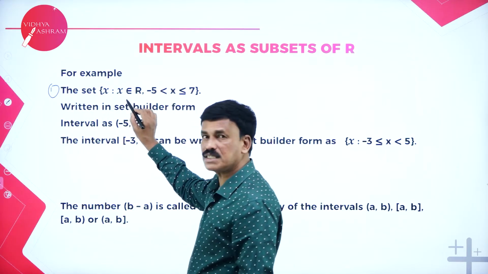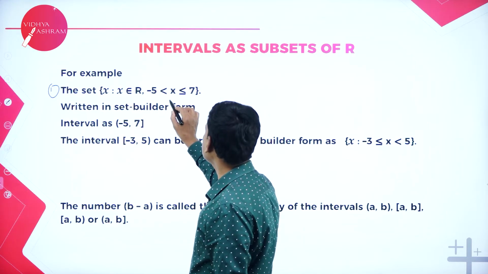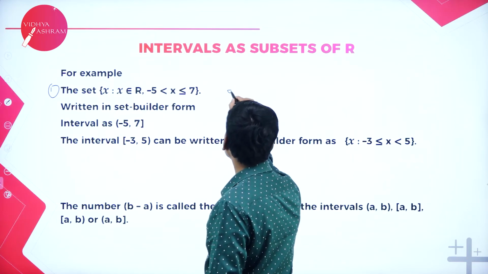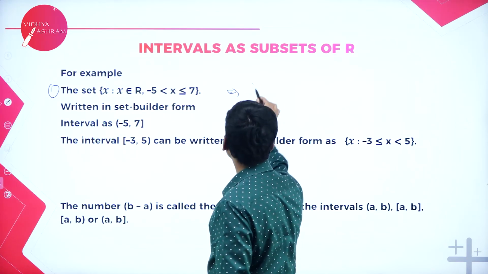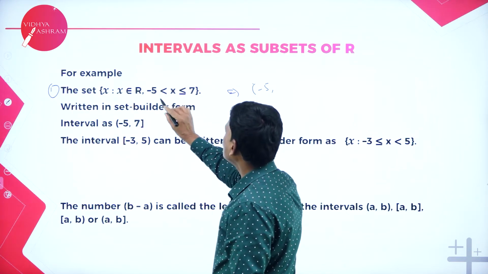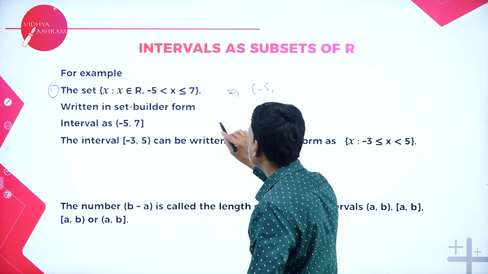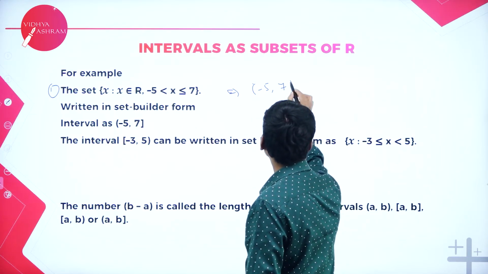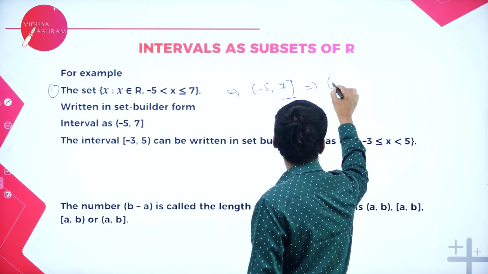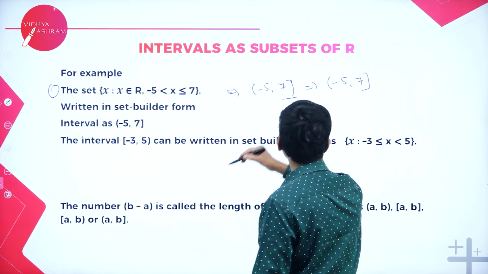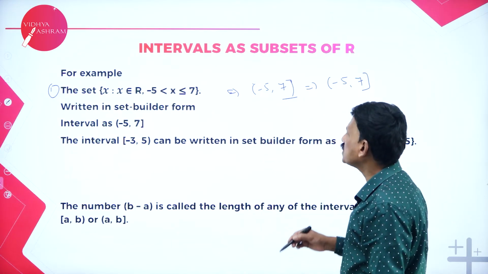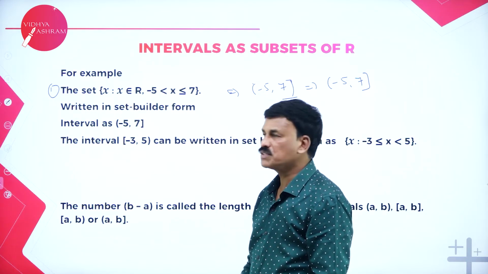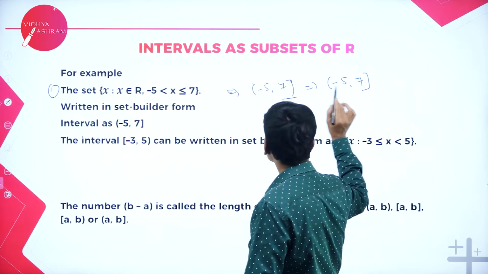The set of x such that x belongs to R and minus 5 is less than x less than or equal to 7 can be written as the interval (-5, 7]. This is a semi-open and semi-closed interval, minus 5 comma 7. All the values which lie between minus 5 and up to 7 come under this.